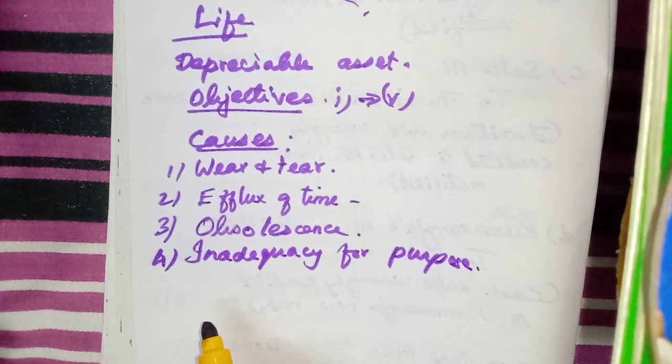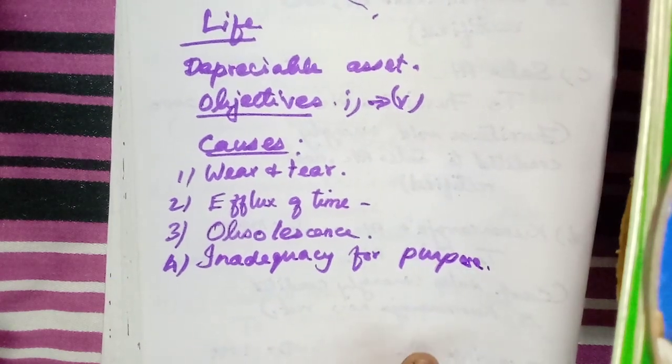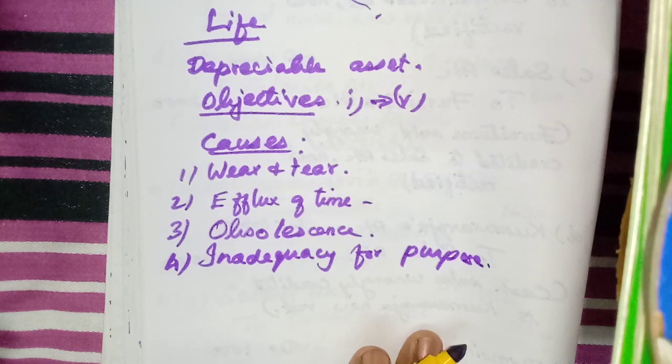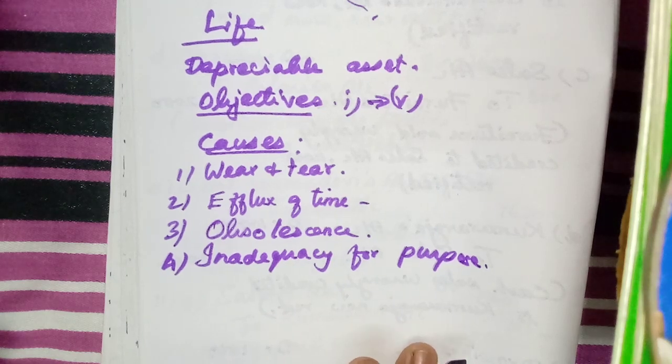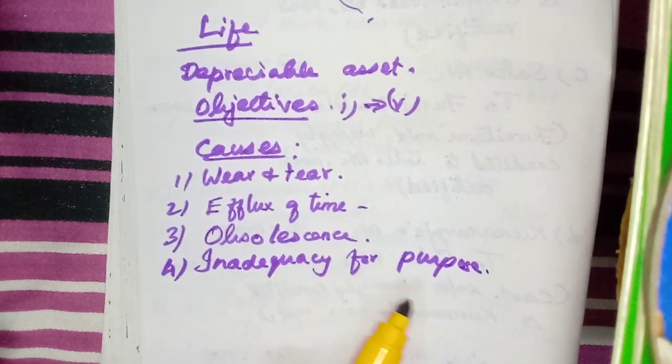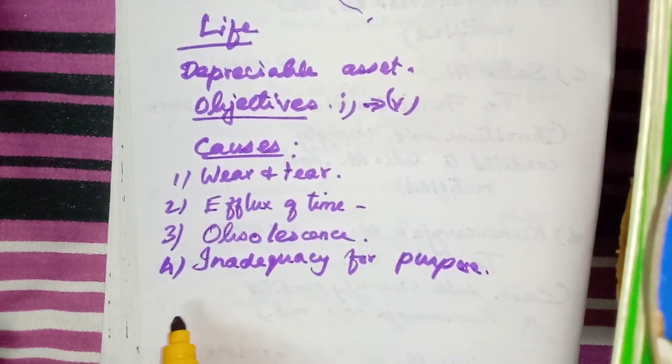Then inadequacy for the purpose. Sometimes some of the assets will not serve any purpose. For example, a company may be producing 1,000 units per month, but one machinery's capacity is only 10 units, so they will replace it. It does not serve any purpose for the company, isn't it? So that value will get reduced.